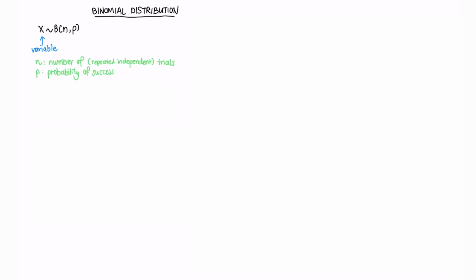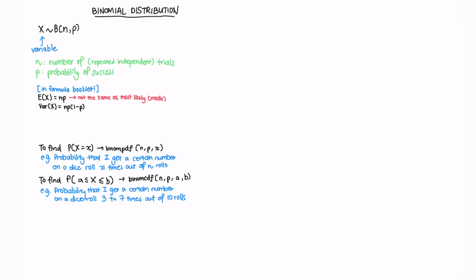Now, if a variable x is binomially distributed, we can write this as X tilde B(n, p). This B just represents binomial distribution. Now, before we start going on to the questions, I'm going to cover two more things: the expected value and variance, as well as how to find probabilities.